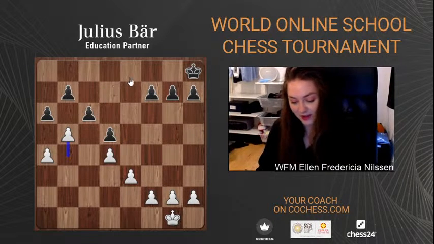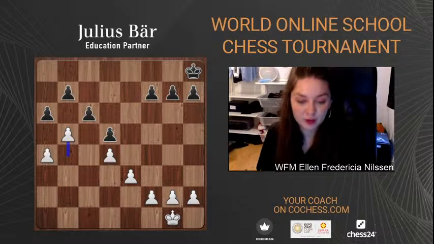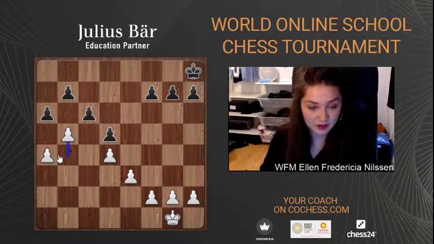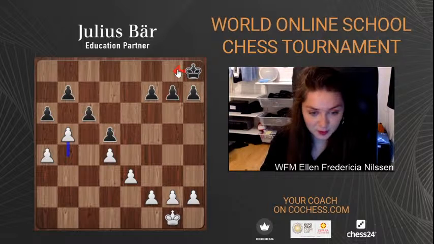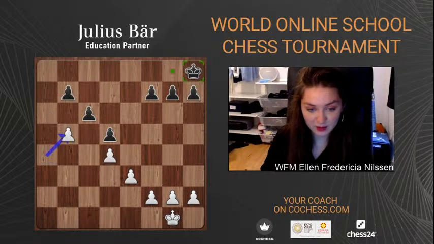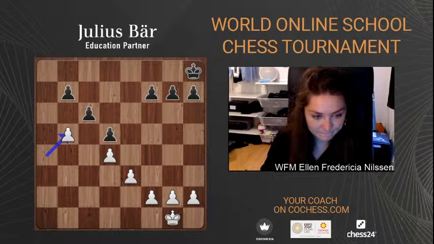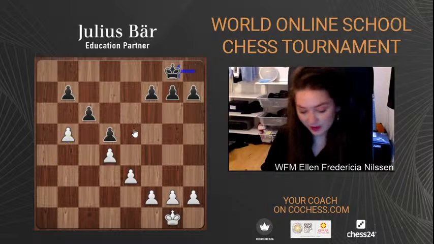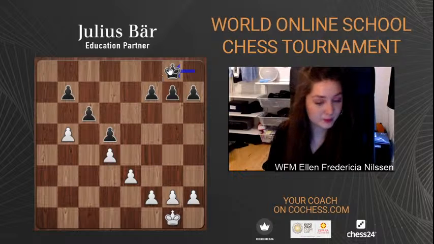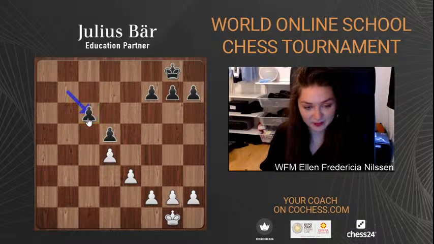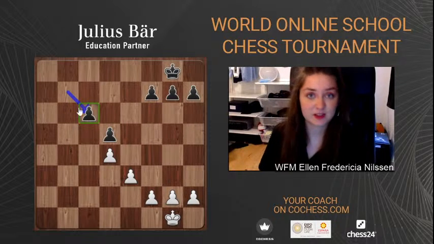The least favorable way, as I said before, of meeting the minority attack is by taking with the a pawn, for example, and then after a takes, if black is not ready to play c5, and for example here plays king g8, and white gets to take this pawn on c6, then now this pawn on c6 is very weak.